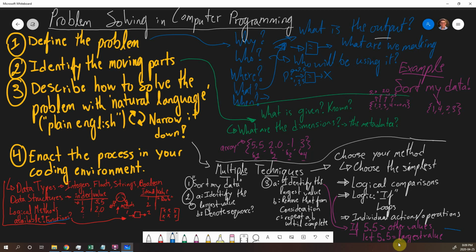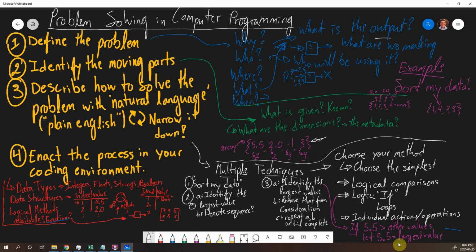And the last thing I'll mention is that when we enact a process in a coding environment, we're inevitably going to need more data than we originally started off with. If you remember, we said define the problem, identify the moving parts. We have these knowns. We have one array and this metadata, which is not really variables that we're getting. It's just information that we know is there.